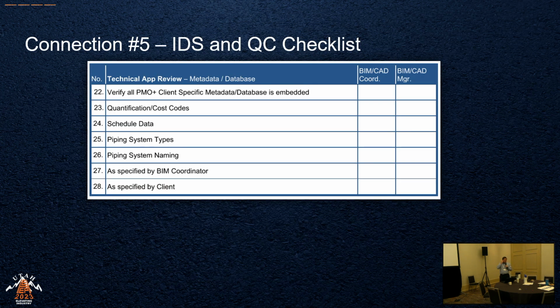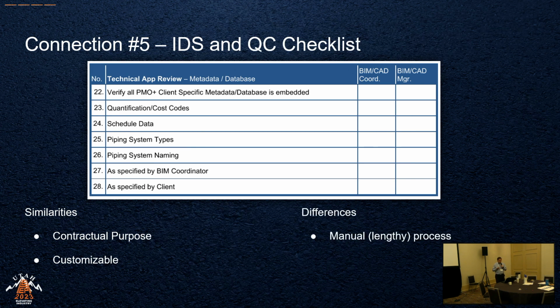So this gets us to connection number five: IDS as compared to the venerable QC checklist. The similarities are that they're both serving the same contractual purpose, right? We're verifying the quality and the correctness of the data that's being exchanged. And they're also customizable, right? You can start with a template and then make it more and more specific and customized to your use case on your project, or potentially your specific agency standard.